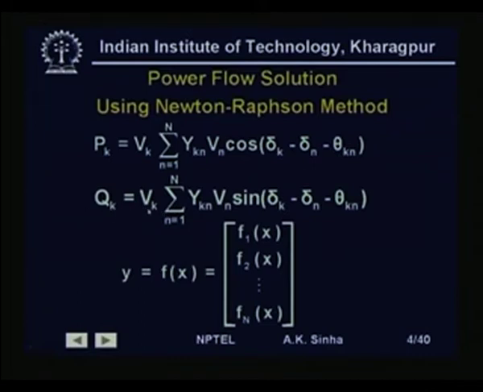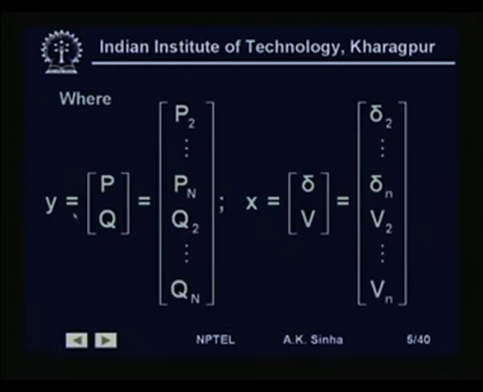The same is true for the reactive power. The equations can be written as shown here. We can write this as a function of x as y equals f(x), where for each bus we will be writing these two equations. So, if there are n buses, then we will write all these equations as f1(x) up to fn(x), the total number of equations required, where y is basically a vector of real power injections P and reactive power injections Q.